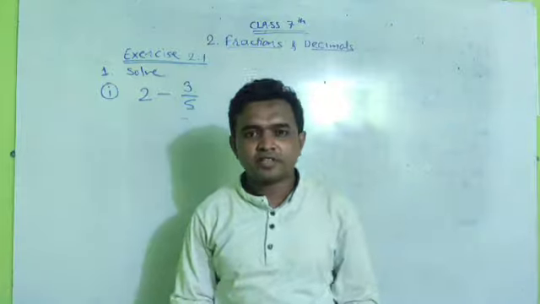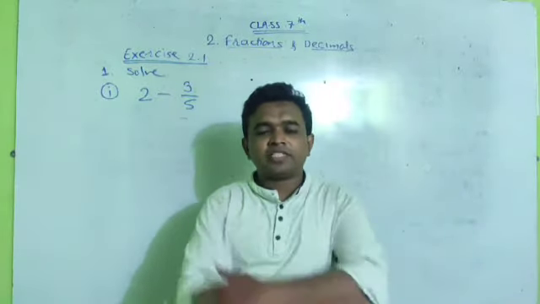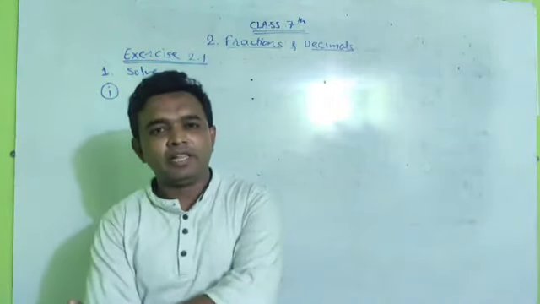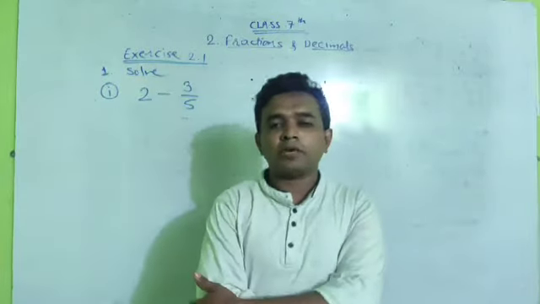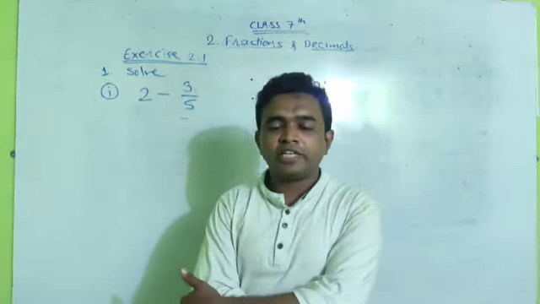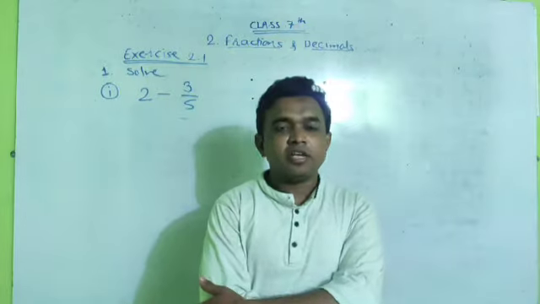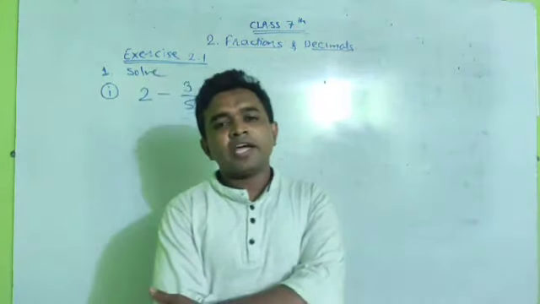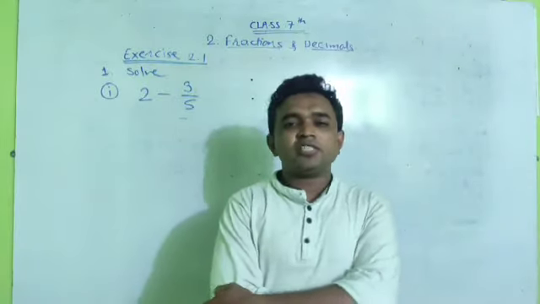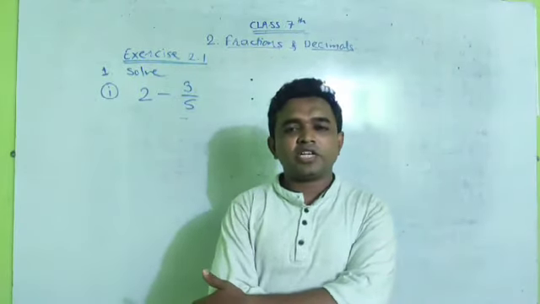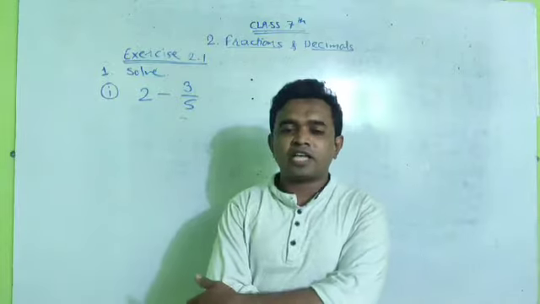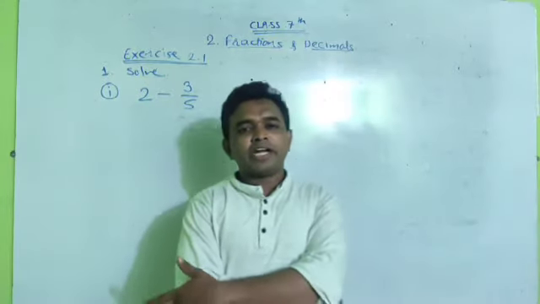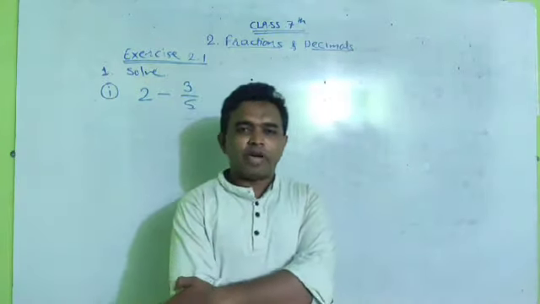Good morning, students. In the last lecture, we started our chapter number 2, fractions and decimal numbers. From this chapter, we already explained the definitions of decimal numbers and fractions. The number with decimal points is also called a decimal number. And what about fractions? Fractions are those numbers in which a numerator and a denominator are present. Numerator and denominator are both constant values.